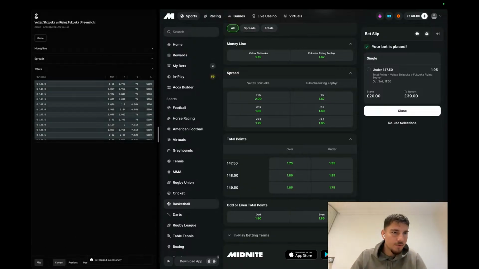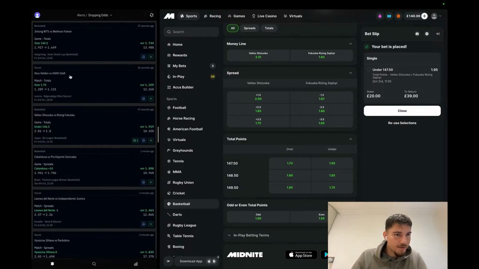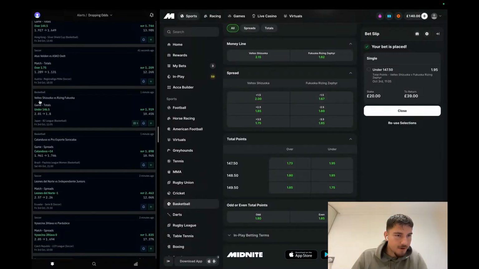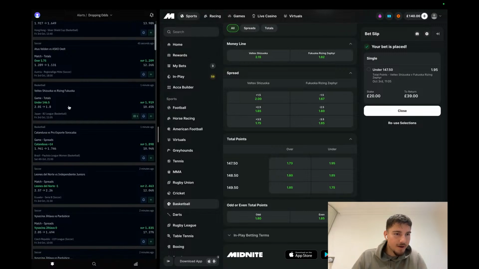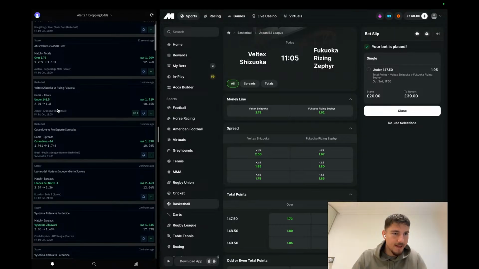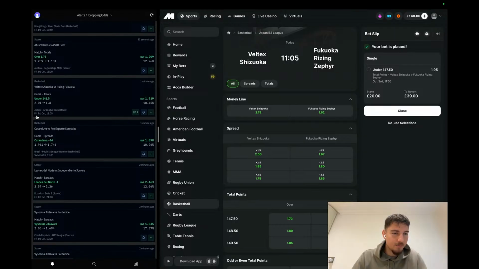Okay, so with that alert there, a few things, right? So Veltex Shizuoka versus Rising Fukuoka. So this is Japan B2 League basketball. So Japan B2 League, and then I was looking at when it started. So Friday the 3rd of October, 11:05. Right, today, 3rd of October, 11:05. So I can see that this is the right event I'm looking at.